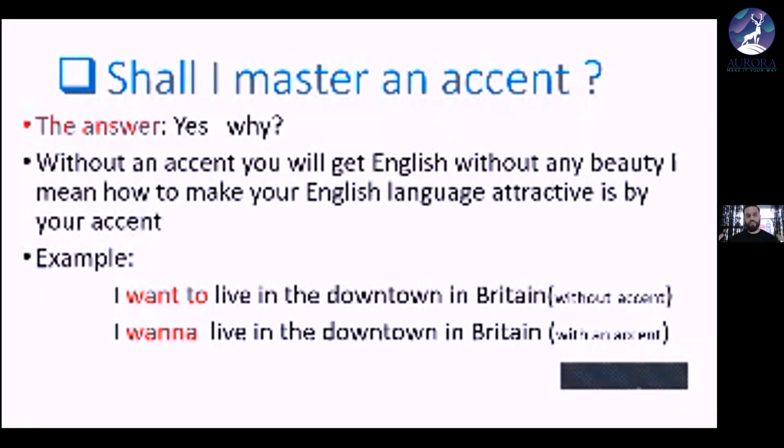Because without an accent, you will not get the benefit of your language, and you will be like a robot, let me say it. It's a good example. I want to live in downtown in Britain. But when you are a human being, you will say, I want to live in the downtown in Britain.